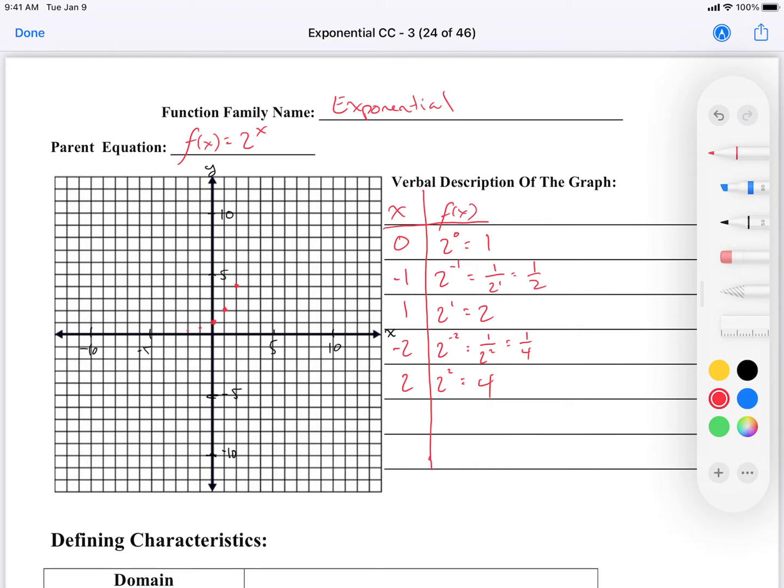So let's try it one more time with, to the left, let's go -3. Right? Just again, we want to get a little bit better shape of this. And we have now 2 to the -3rd, which is the same thing as 1 over 2 to the 3rd, which is 1 over 8. So we're even closer to that x-axis, okay?